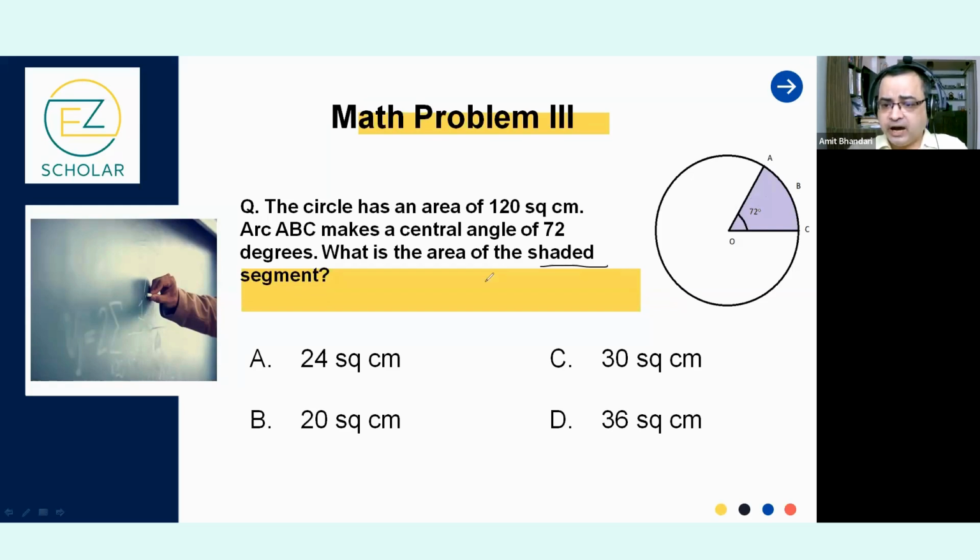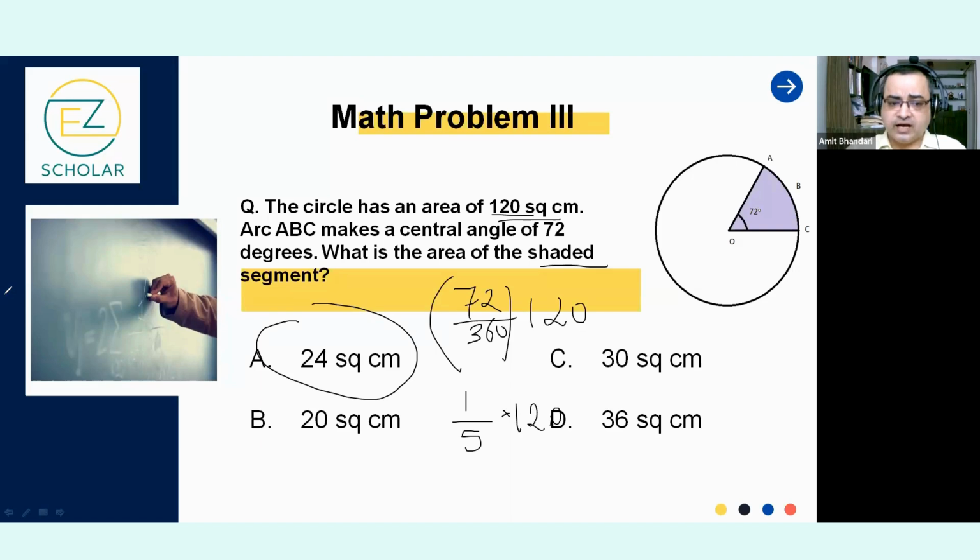So because the arc covers 72 out of 360 degrees, the circle has 360 degrees and the arc covers 72 of those degrees. So the shaded portion is going to be 72 by 360 of the total area of the circle, which I think 72 divided by 360 is 1 over 5, multiplied by 120. And 120 divided by 5 is 24, which gives me option A as the answer.